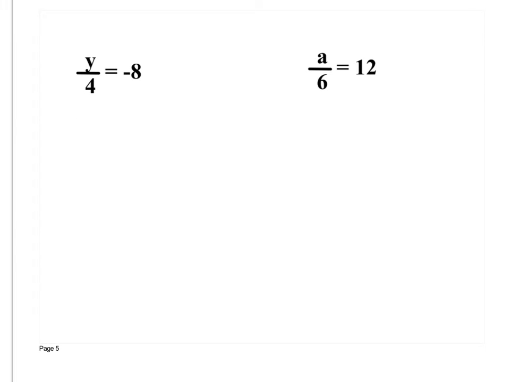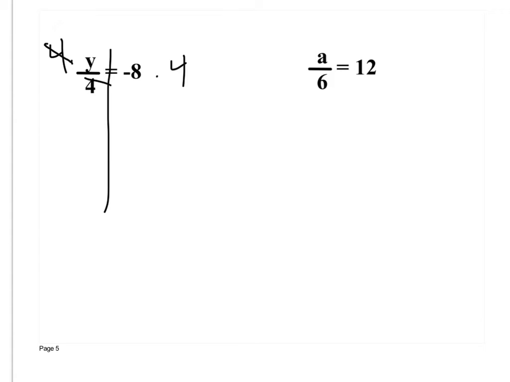Write these then. y divided by 4 is equal to -8. Okay, so I'm dividing by 4. So someone raise your hand and tell me what I have to do to get y by itself. You're going to multiply. I'm going to multiply by 4 to both sides. 4 divided by 4 cancel each other out.